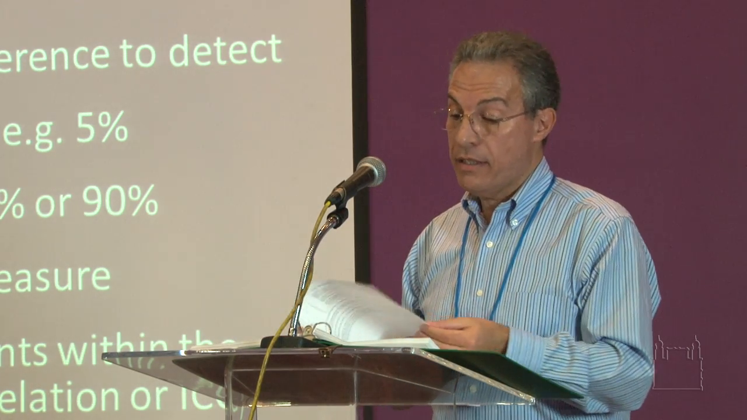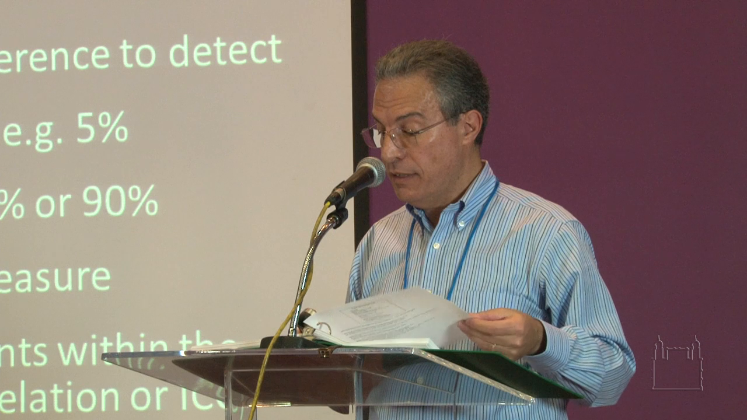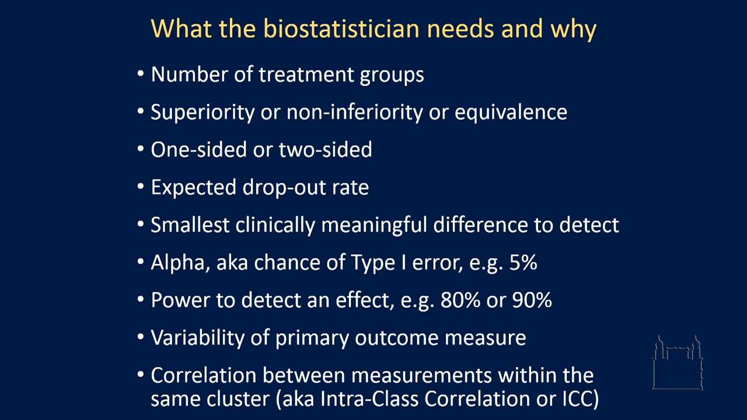Okay, so this is a long block of stuff. This is the list that we went through, and I want to highlight a little bit. The white stuff is relatively easy to decide. How many treatment groups? Well, that's superiority. The white bullet points are something easy. The green bullet points are harder. What do you think the dropout rate is? What is the clinically meaningful difference? That's a little bit harder. And the yellow ones are very, very hard. But we need them.